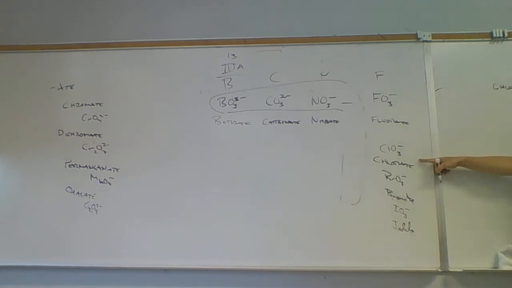And so if this is the ate, then chlorite will be ClO2, and the charge is the same. We don't change the charge. And so if we know the ate, then we know the ite. Then we also know the per-ate. Not everything forms a per-ate.